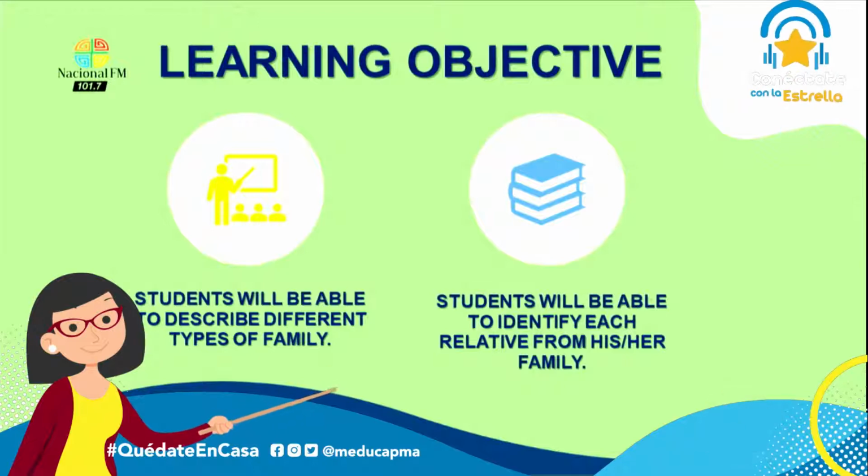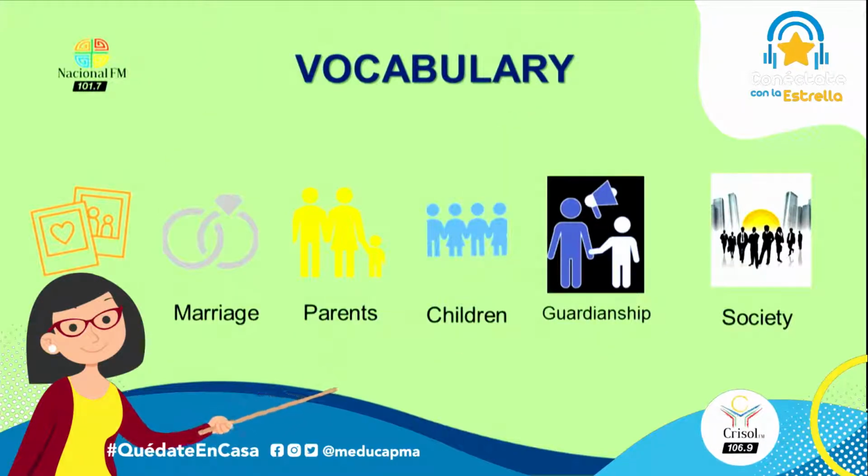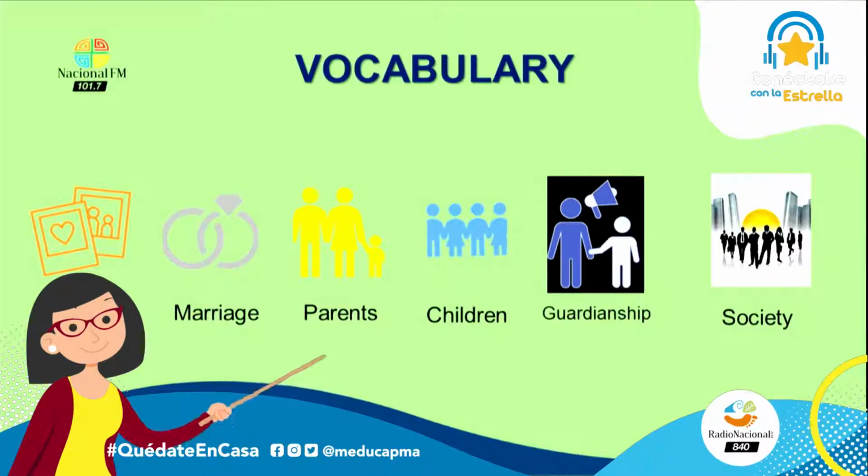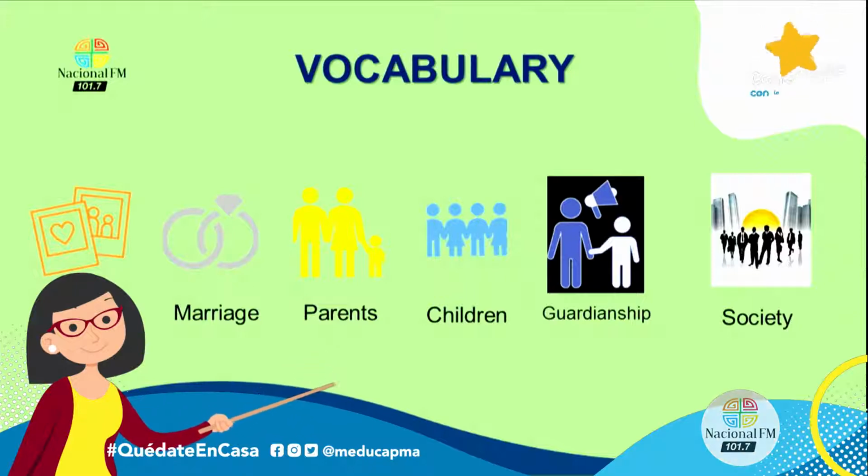And let's see the vocabulary for the class. The words that I'm going to mention now, Teacher Evelyn is going to pronounce them with me. We got relatives. Relative. That will be kind of parientes. Marriage. It's about wedding, boda. Parents. Mother and father. Children. A lot of kids, niños. Guardianship. It's about taking care, protection. Society. That's a very common word, similar to Spanish, sociedad.